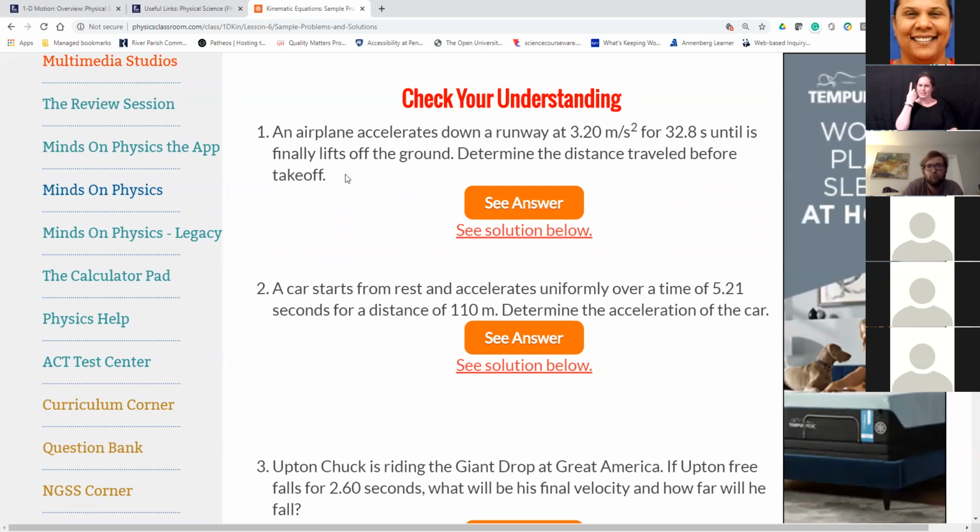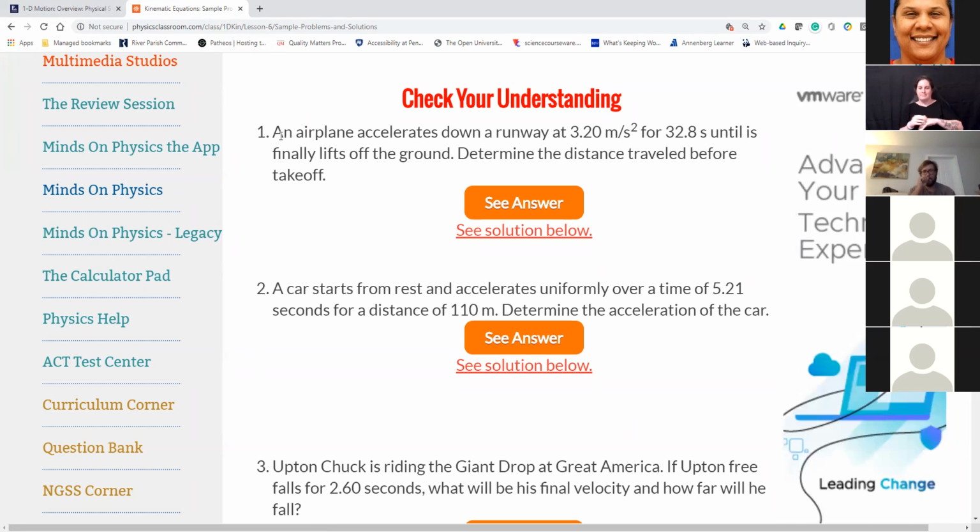Okay, so I'm gonna look at this first question, and then I will find one that deals with free fall, and we will do that one as well. Okay, so some horizontal motion and an example with some free fall motion. So this question number one says, an airplane accelerates down a runway at 3.20 meters per second squared for 32.8 seconds until it finally lifts off the ground. Determine the distance traveled before takeoff.